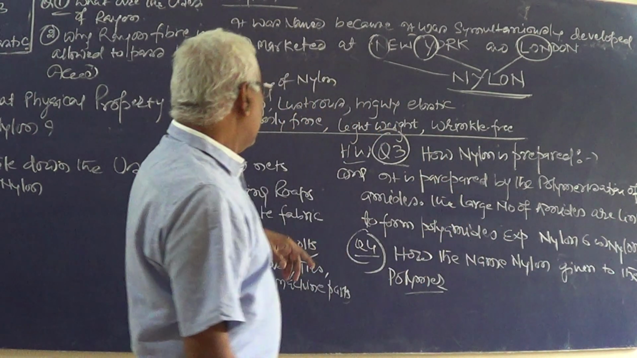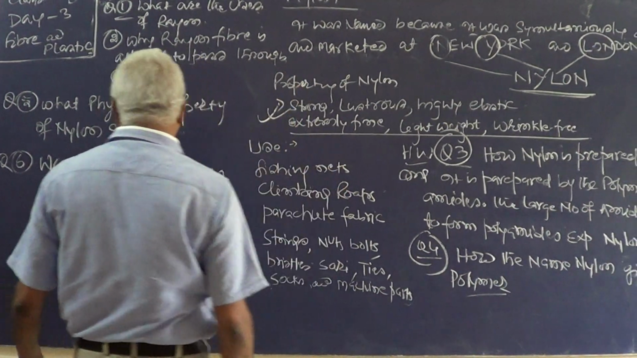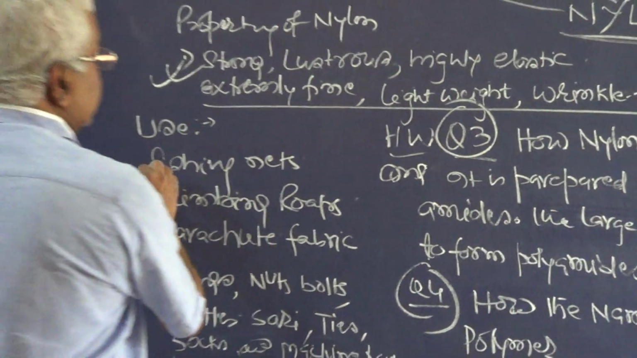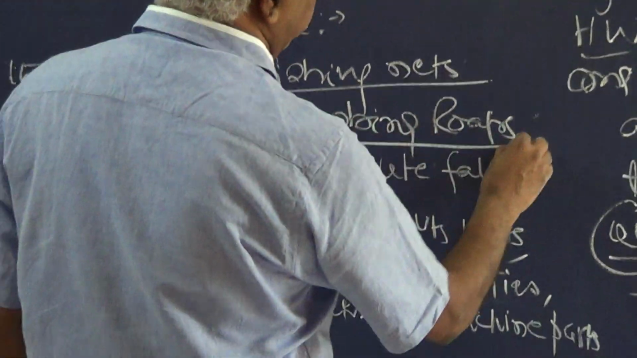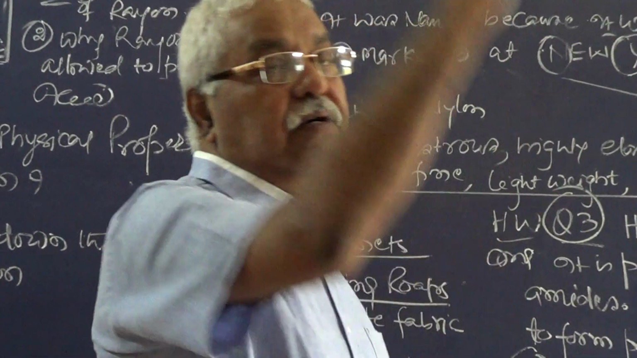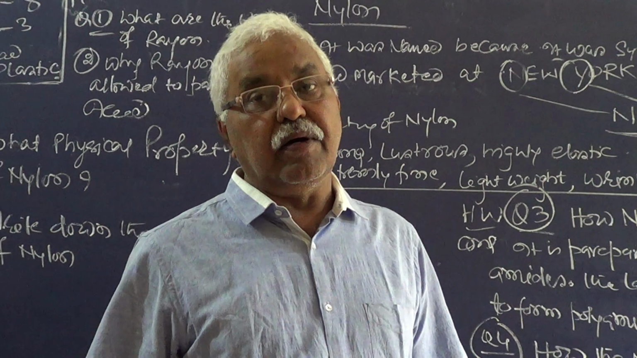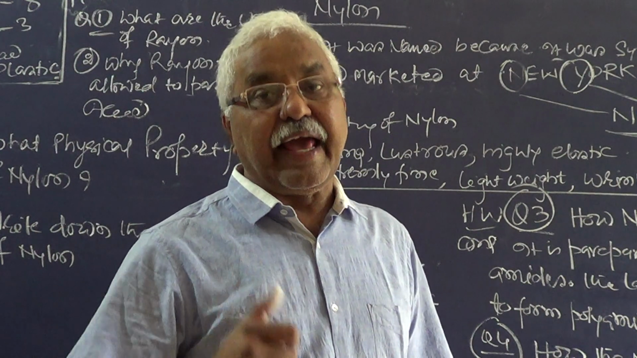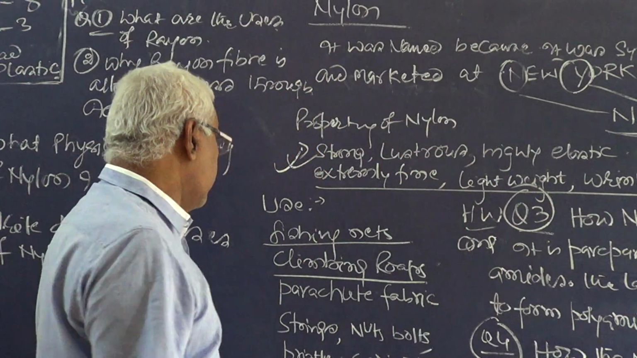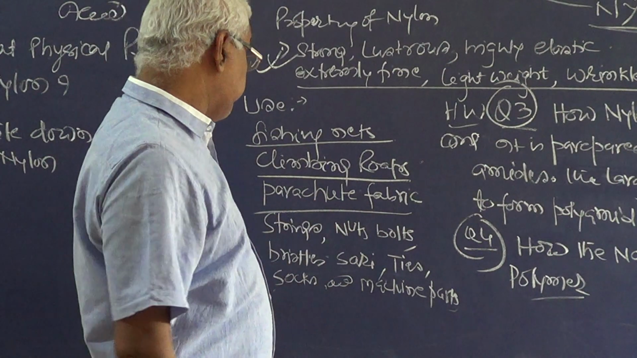Okay, so my question was: write what are the physical properties of nylon. The answer you can write. Write the uses of nylon. Nylon is used in fishing nets and climbing ropes. You might have seen many climbers, those going to Everest, mountaineers, throwing a hook tied with a rope. That is called an anchor. They throw an anchor on the mountain and then climb. So climbing ropes, parachute fabrics, used by the parajumpers.